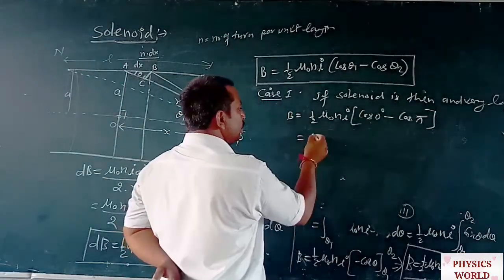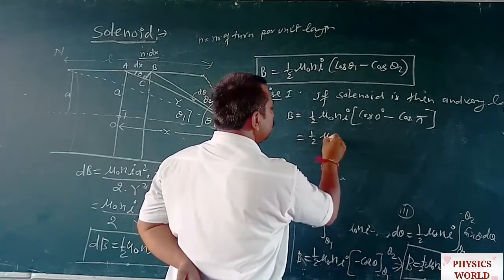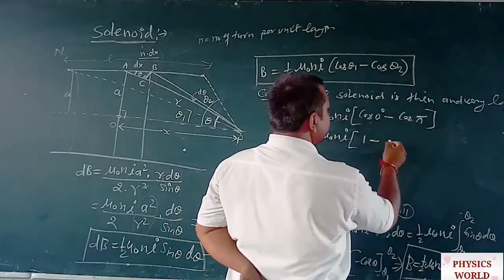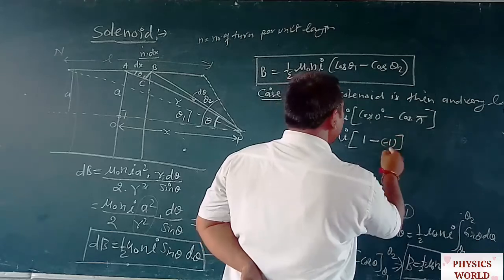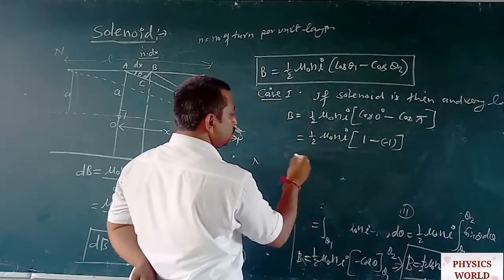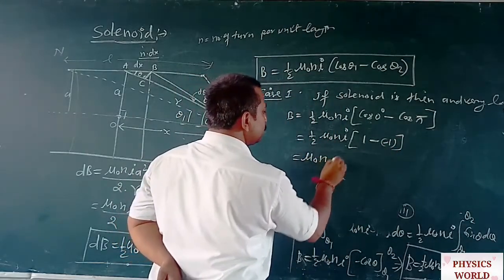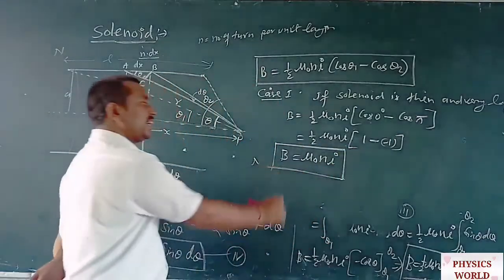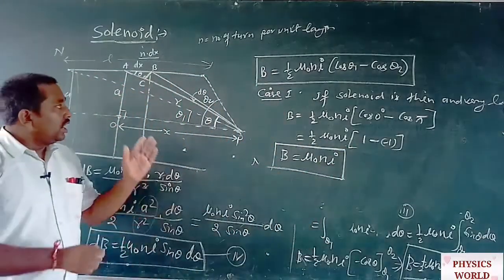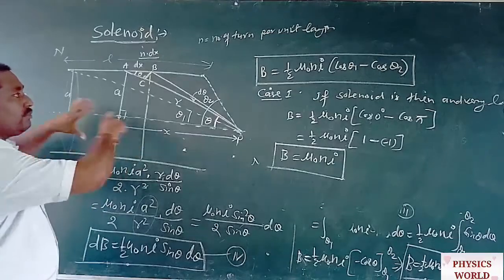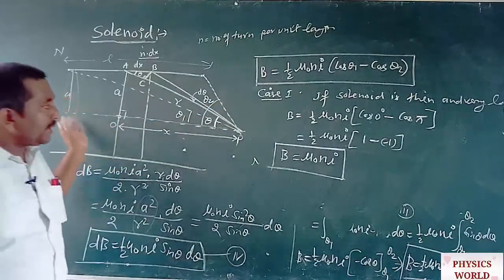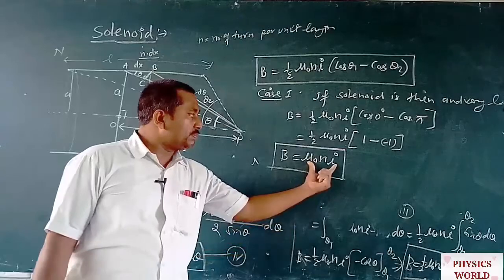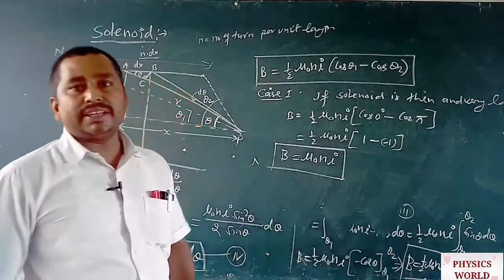So this will be equal to 1 by 2 mu 0 ni, cos 0 that is 1, cos pi that is minus 1, so this becomes 2, and the 2s cancel each other, so this becomes mu 0 Ni. So the magnetic field inside a solenoid which is very thin and very long is nearly uniform, and the magnitude of this magnetic field is mu 0 Ni.